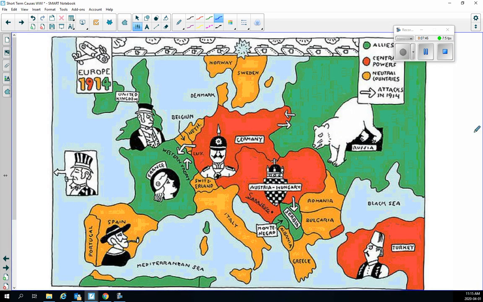Well, there you go. Short-term causes of World War I that could only have happened because of the long-term causes that were in place that we looked at in the lesson. Next thing we're going to look at is the actual course of World War I, so stay tuned.